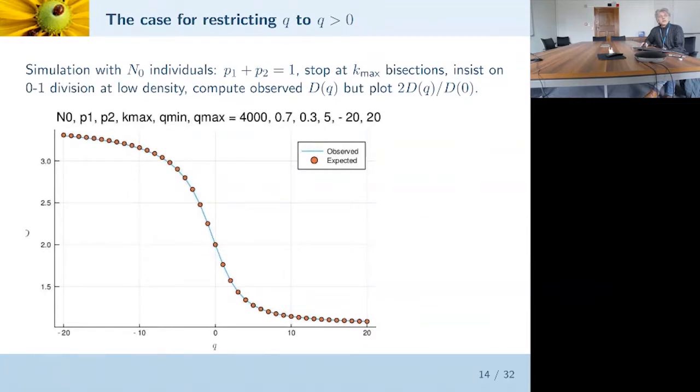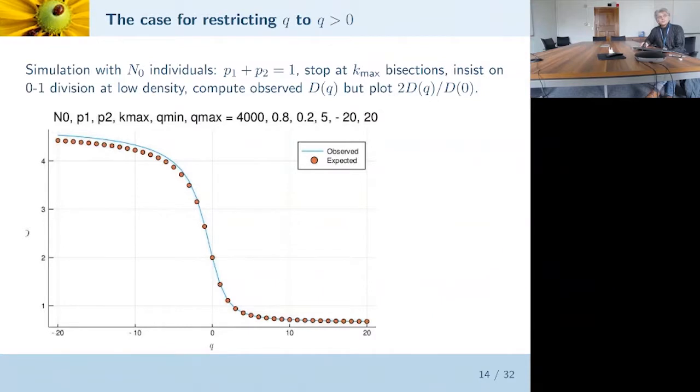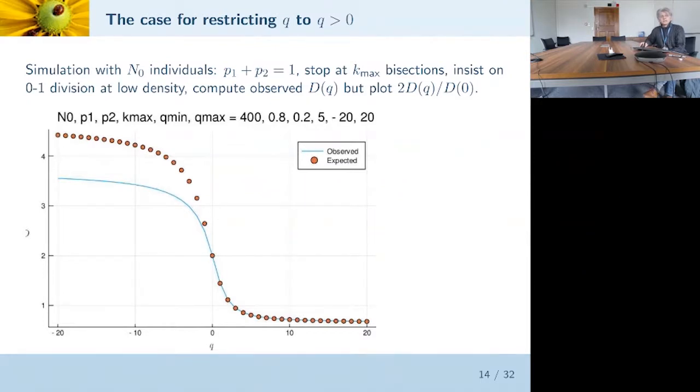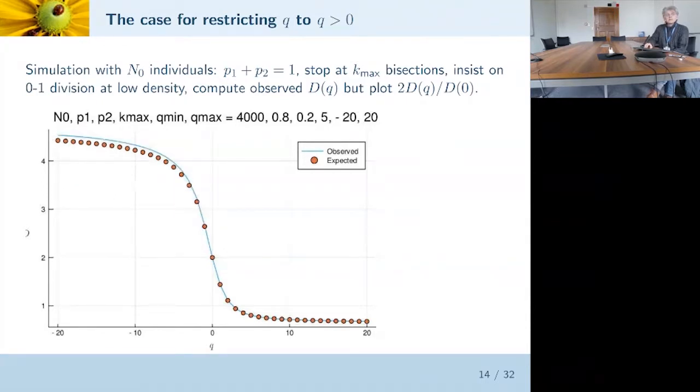So the blue curve is from the simulation, the artificial data, stopping at Kmax equals 5, and using 4,000 individuals to start with, and having a P1 of 0.7 and a P2 of 0.3, so the ratio is 7 to 3. If I change nothing except the ratio, then I see that the observed and expected don't quite agree for negative values, but they agree for positive values. And on the other hand, if I change the number of individuals, I can also see that it gets worse, but again, it's just for negative Q.